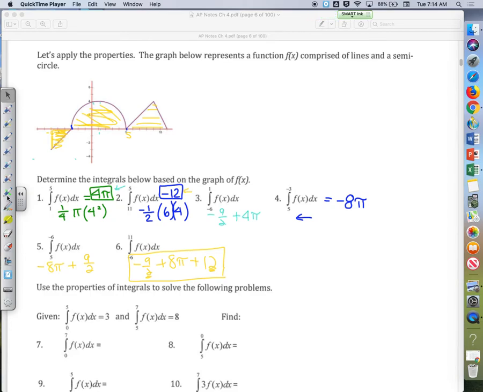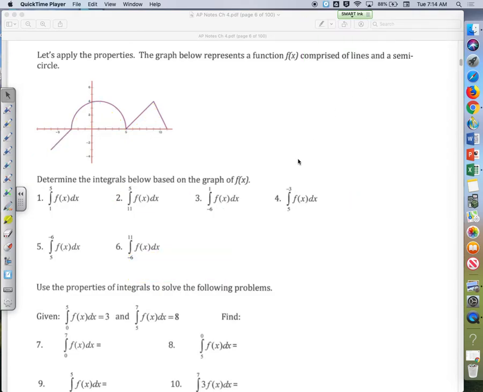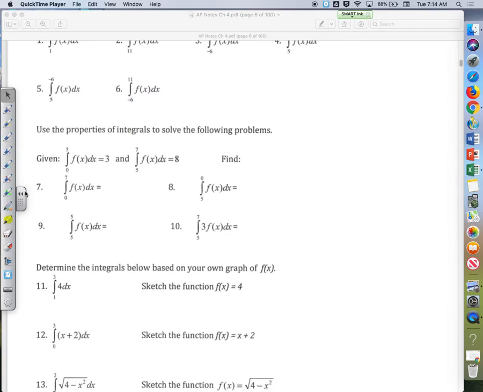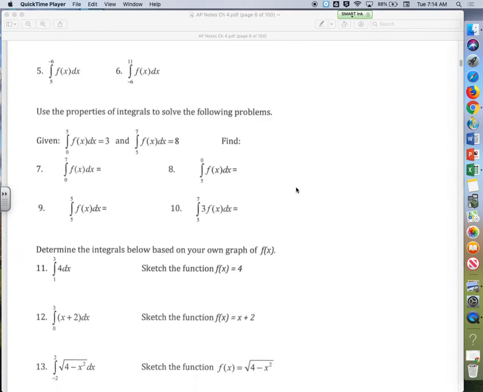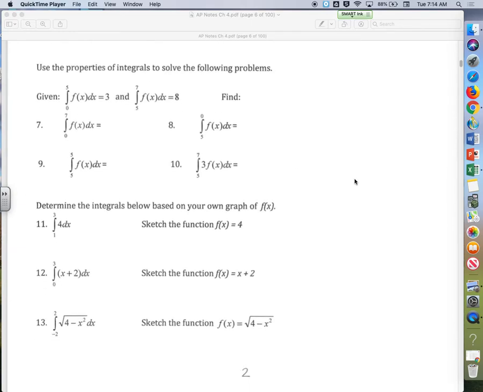All right, so that's one way that you'll see these problems. Just find an area, and like I said, they'll all be geometry formulas. Triangles, semicircles, might have a trapezoid in there. The second way they might ask you to do this is by using the properties.